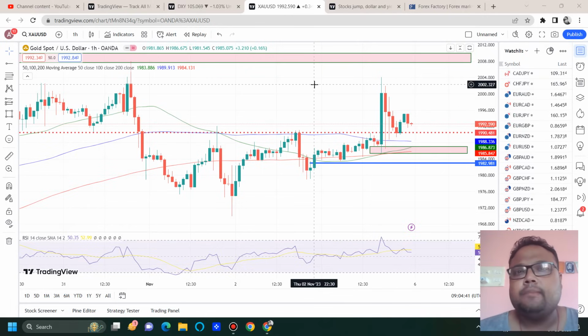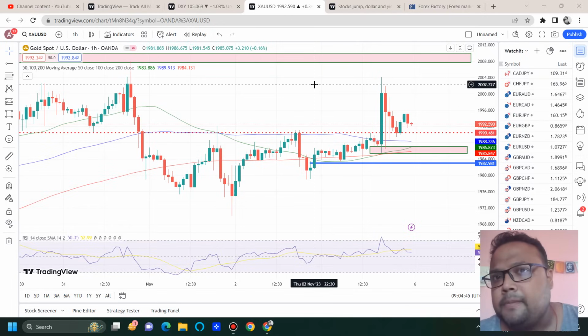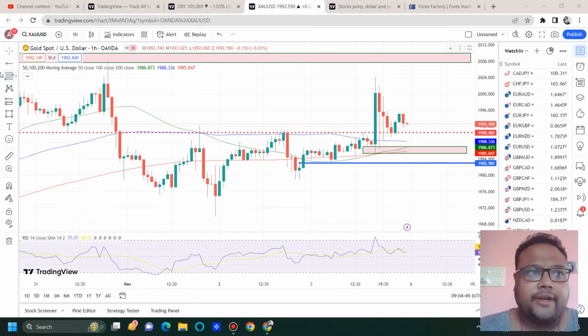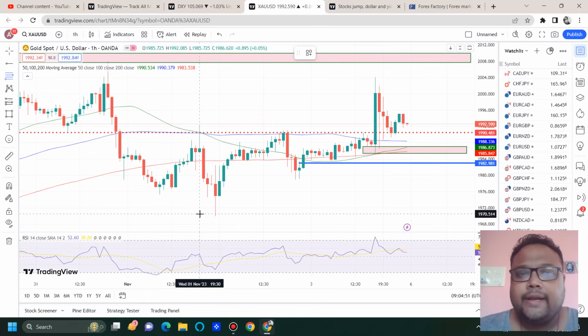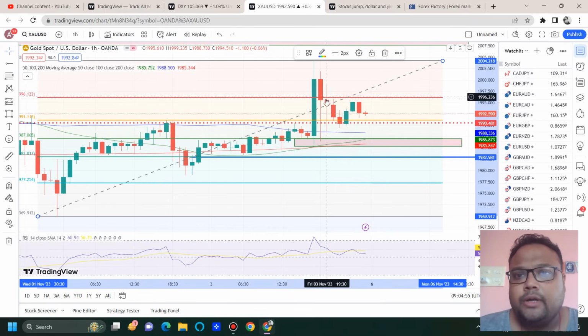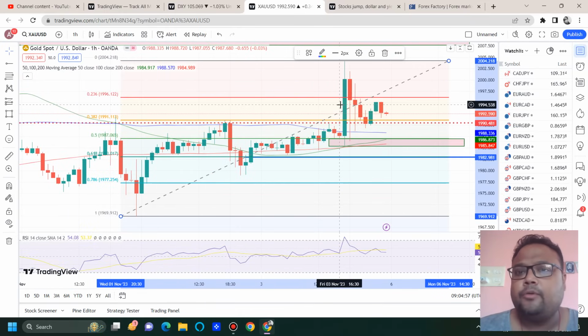Usually we don't get to see much volatility in the first half of Monday. If the market acts like a typical Monday market, we can expect some support around this area. If you're wondering why we can expect that, let me show you. See, I have used Fibo here. More or less you can see the market has respected Fibo very well.